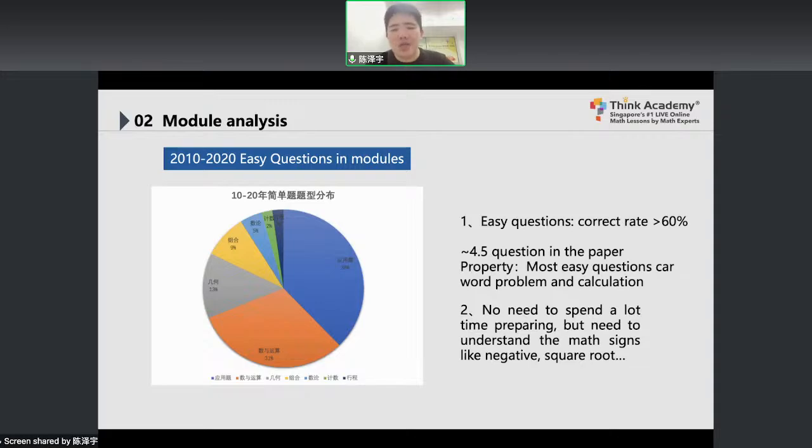All you need to know is the basic concept. So you don't need to spend a lot of time on these questions. When you prepare for the AMC8 competition, you don't need to spend a lot of time on this type of question. All you need is to learn the basic concept. And also for the square root and the negative number, there will only be easy questions. As long as you learn the basic concept of square root and negative numbers, you can solve this type of question.